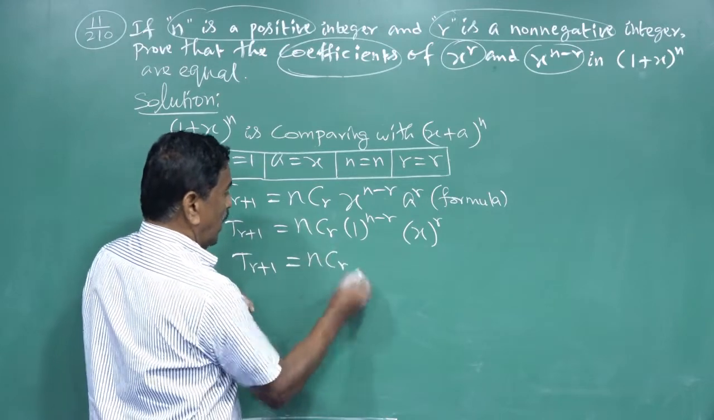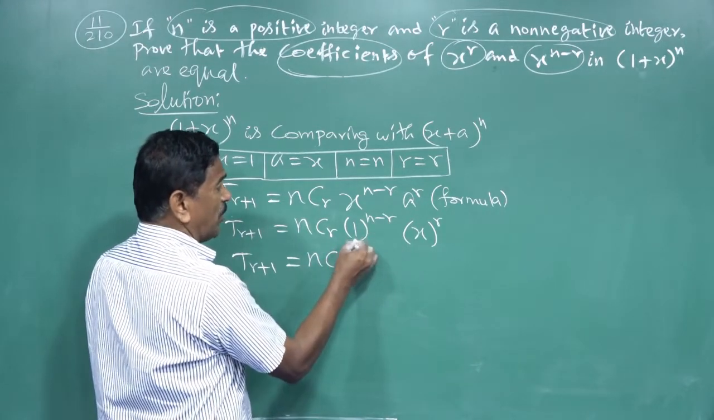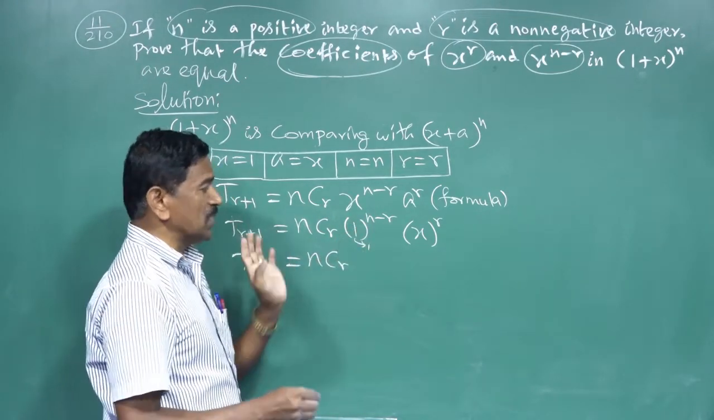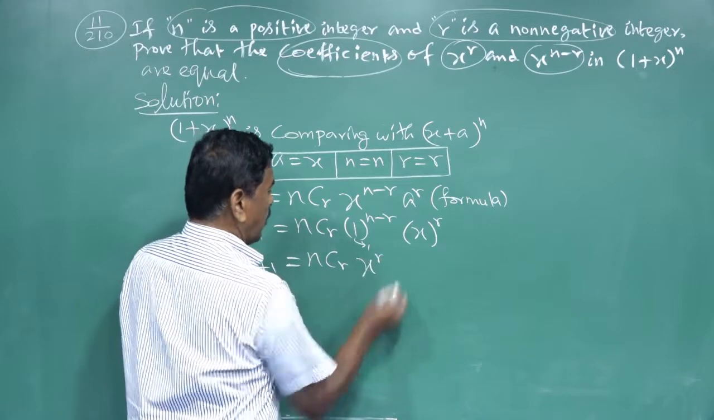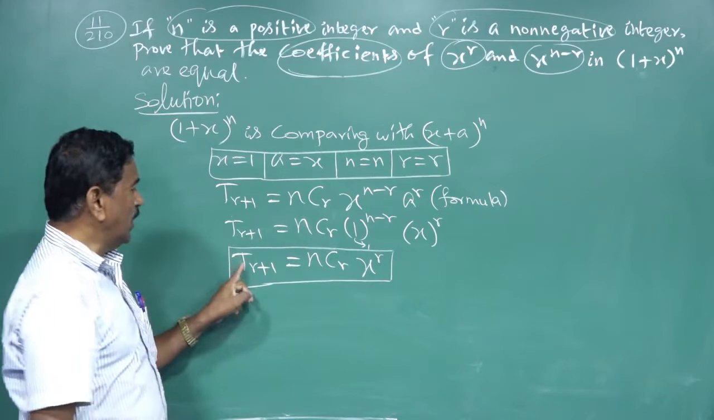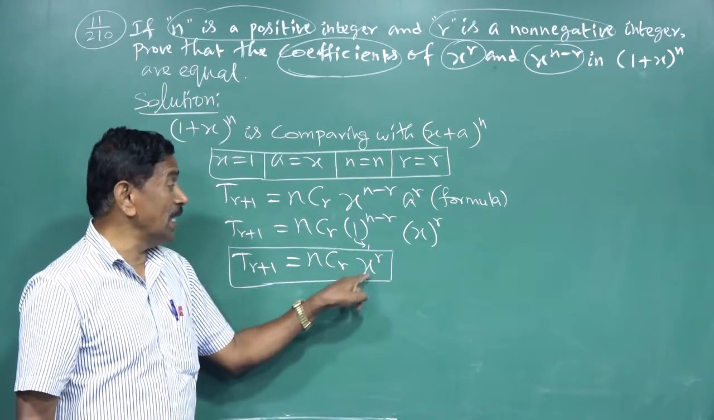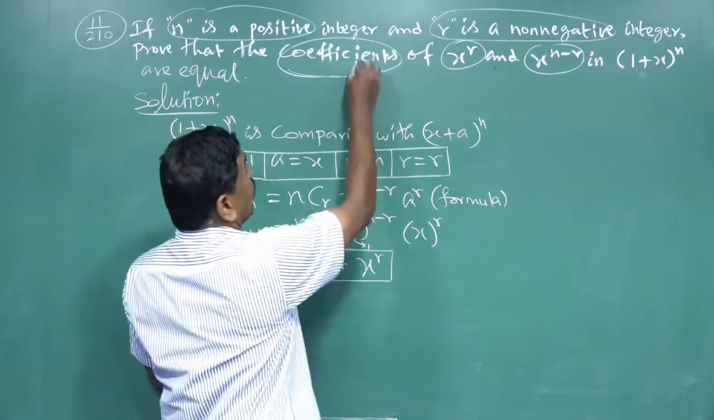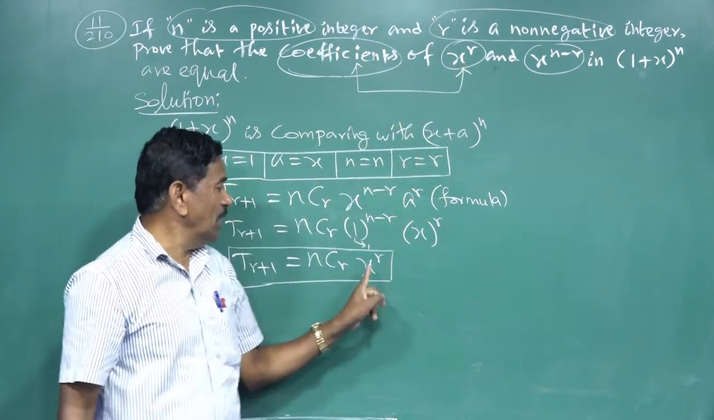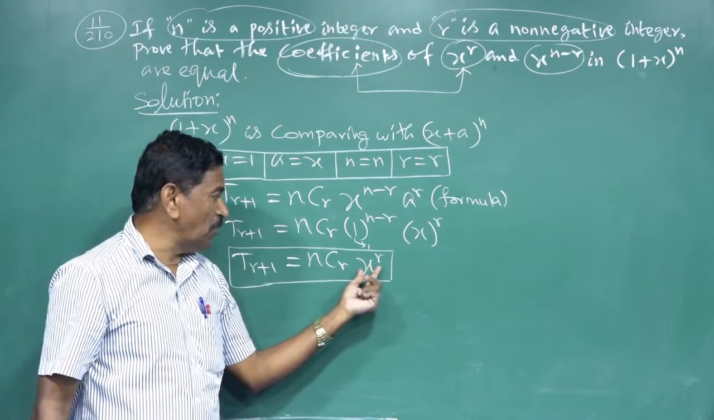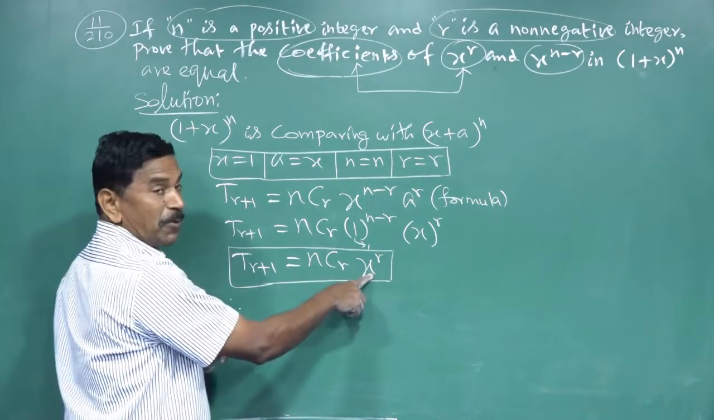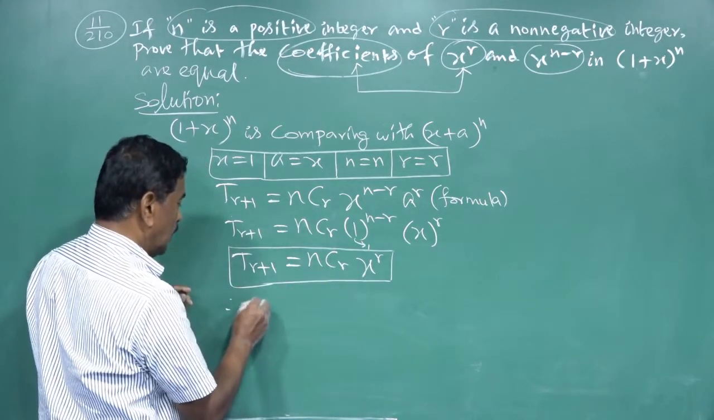That is t(r plus 1) is equal to nCr into 1 power n minus r. 1 power any number is 1. The remaining is x power r. So box it, which is the general term: t(r plus 1) is equal to nCr into x power r. Listen, the question asks for the coefficient of x power r. The coefficient of x power r is nCr. Therefore, the coefficient of x power r is nCr.